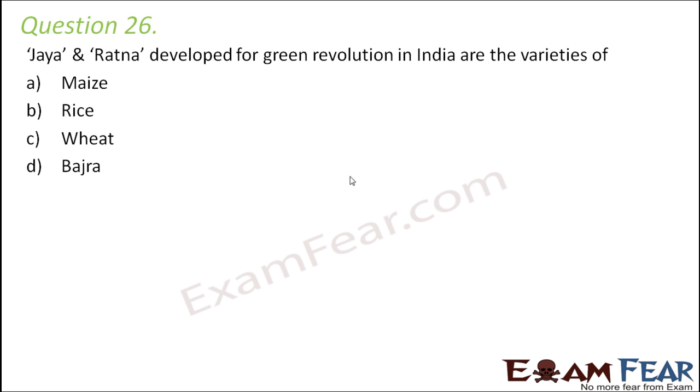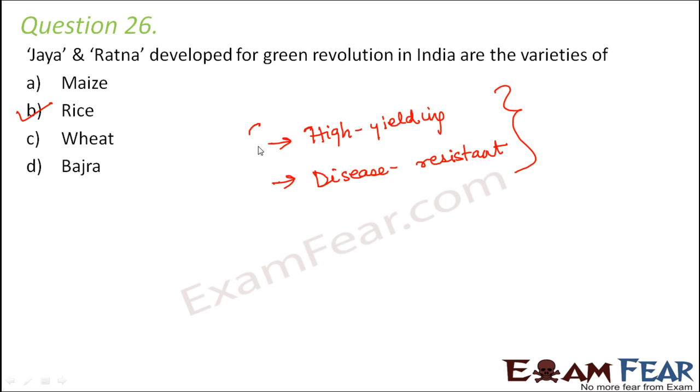Question number 26. Jaya and Ratna, developed for green revolution in India, are varieties of maize, rice, wheat, bajra. So Jaya and Ratna are hybrid varieties of rice. Now these are better yielding semi-dwarf varieties, and because of these high yielding semi-dwarf varieties, the green revolution actually took place, because these varieties were high yielding plus they were disease resistant. So the overall yield of rice increased by manifold. There was a tremendous increase in the yield of rice, and that is why it was called green revolution.